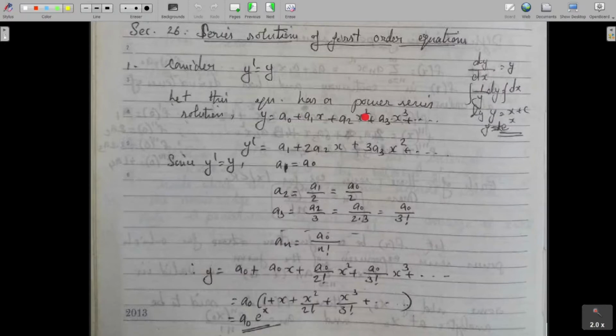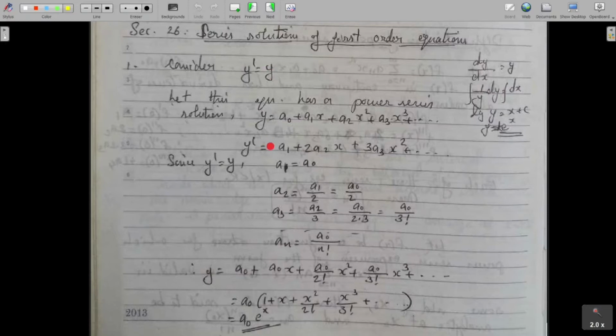Let this equation have a power series solution y equal to a0 plus a1x plus a2x square plus etc. So we assume that this is the solution of this differential equation, y equal to summation n equal to 0 to infinity an x raised to n. And what will be y dash? Differentiating term wise, we have the derivative of a0 is 0, a1x has derivative a1, a2x square derivative is 2a2x plus etc.